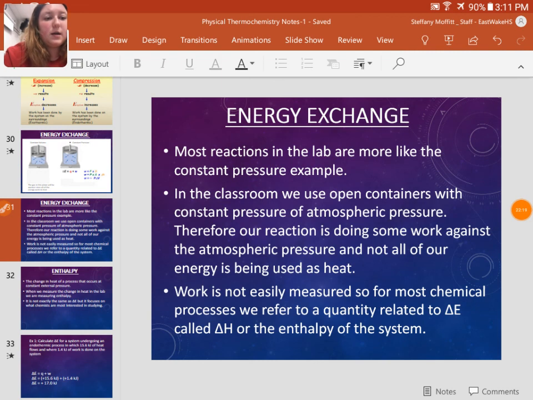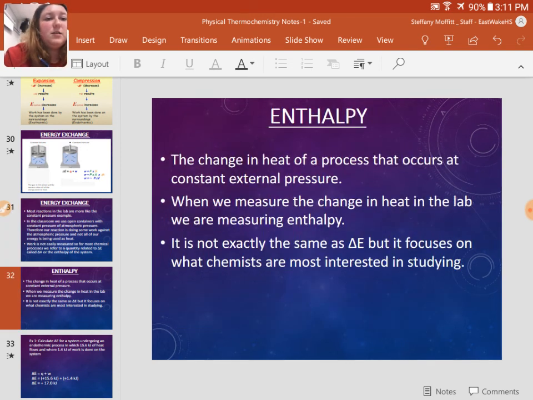Work is kind of hard to measure for the chemical processes that we do in the lab. So we normally say that delta E and delta H are kind of the same thing. Delta H is the enthalpy of the system. The enthalpy of the system is the change in heat of a process that occurs at constant external pressure. So the same pressure all around, and we look at the change in the heat. When I think enthalpy, I think heat immediately. When we measure that change in heat, we are measuring enthalpy.